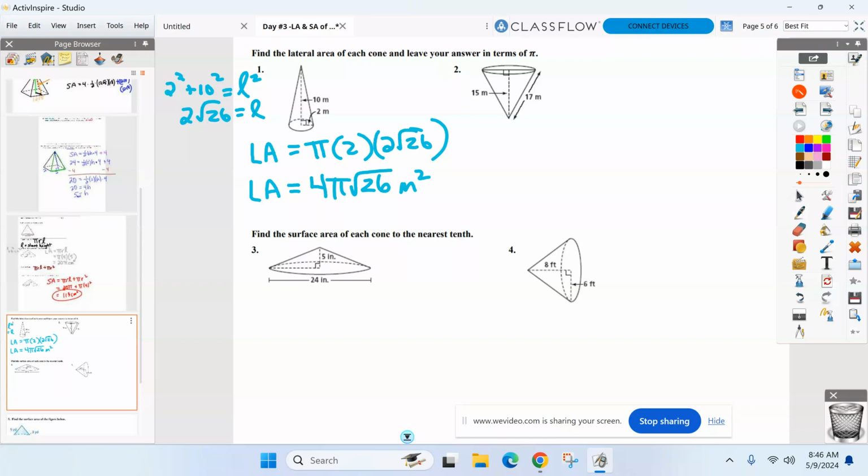Oh, and then we got an upside down cone. I don't like it when you do that. I don't care. 1 and 2, turn your darn paper around. Be a mathlete. All right, come on.